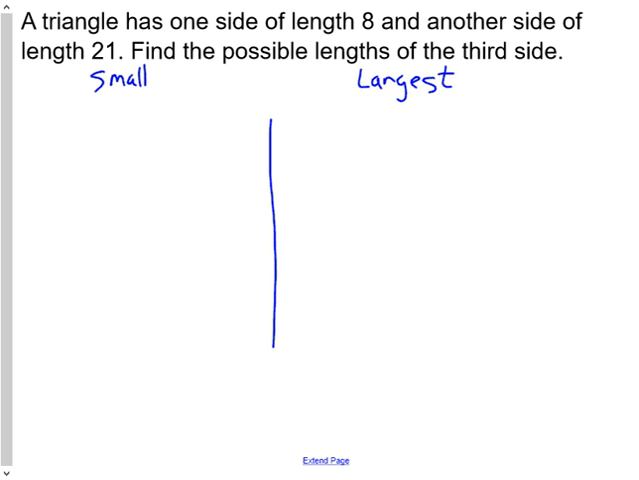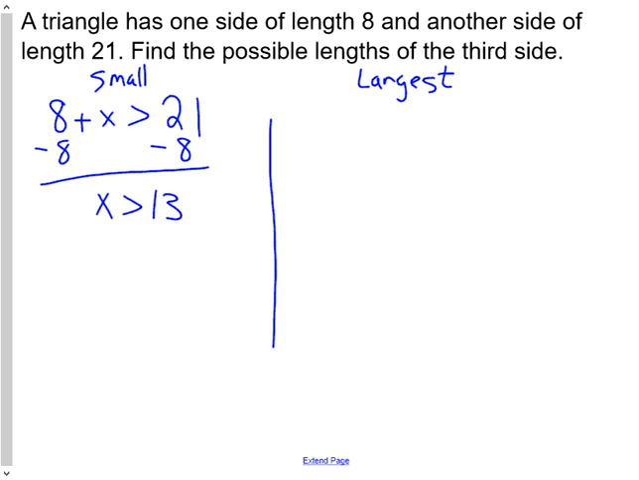Let's pretend it's small. If it's one of the small ones, we would say 8 plus x needs to be greater than the third side, which is 21. Solving this, x is greater than 21 minus 8. X needs to be larger than 13. Next one, now we're going to pretend like x is the largest side, right? So that means 8 and 21 are smaller than it, so 8 plus 21 must add to be larger than x. And we get, not really much work with this side. 29 is larger than x.